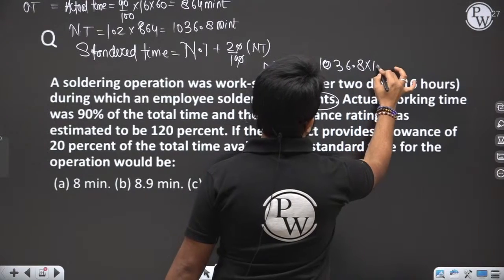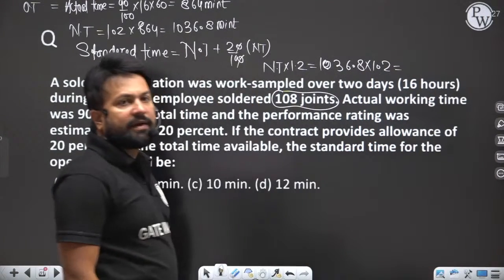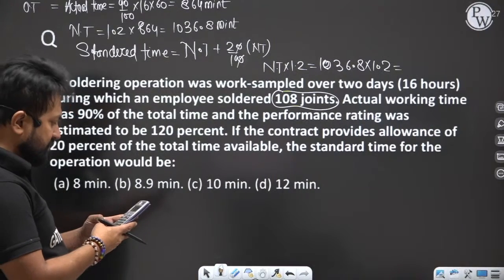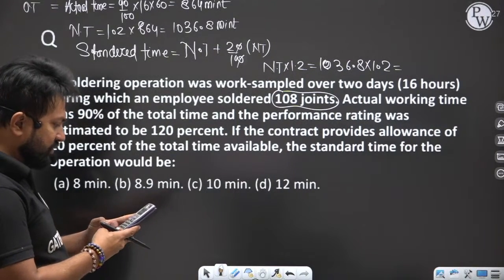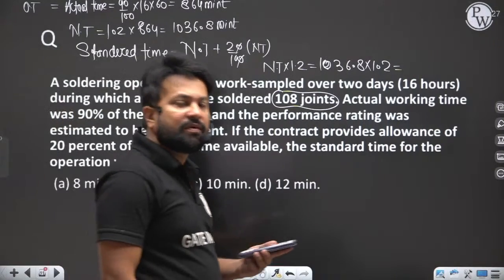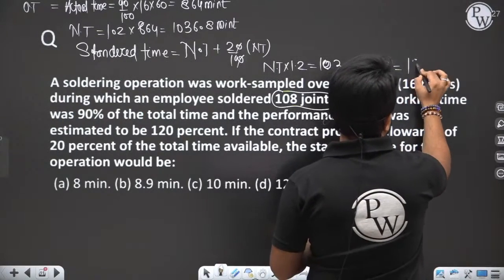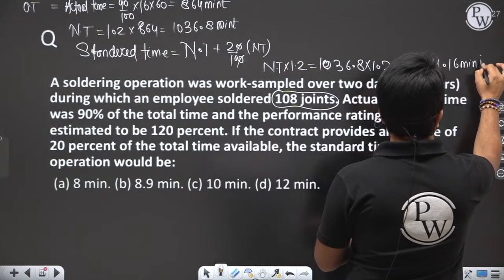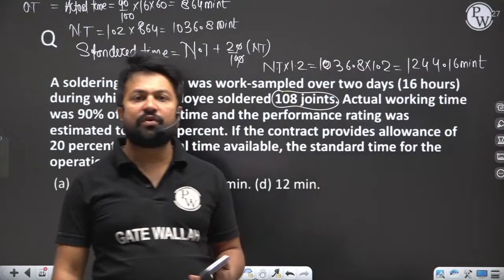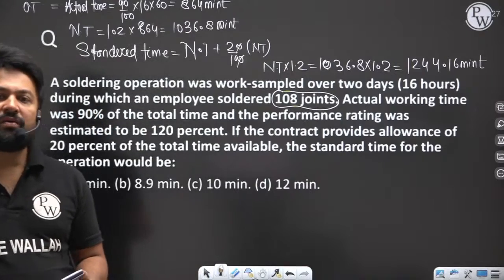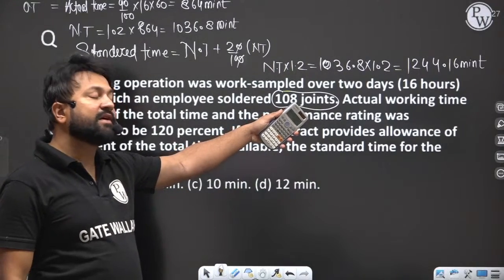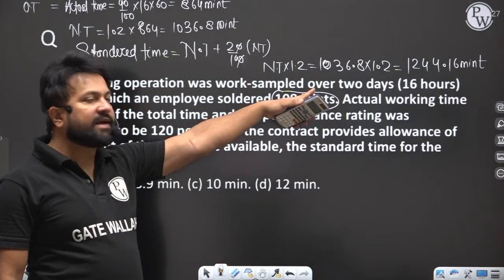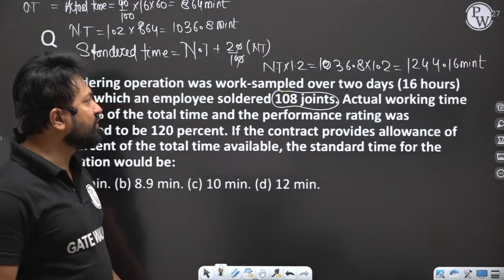1036.8 into 1.2, right? So how much will it become? It will become 1244.16 minutes, right? Now how much time is he giving? He is producing how many joints? 108. The total time he is taking is 1244.16.